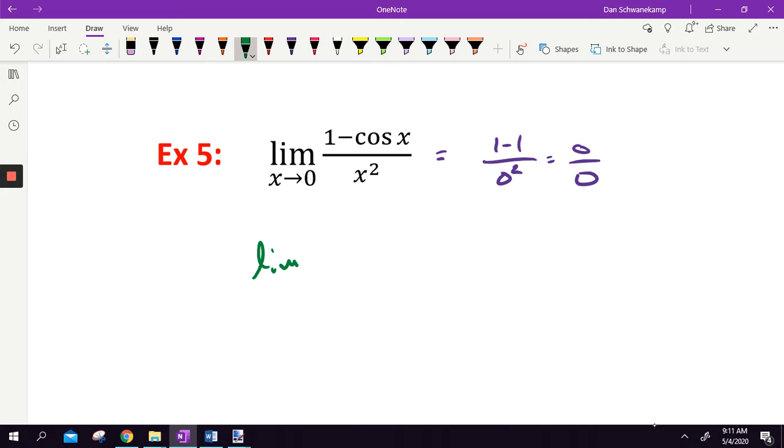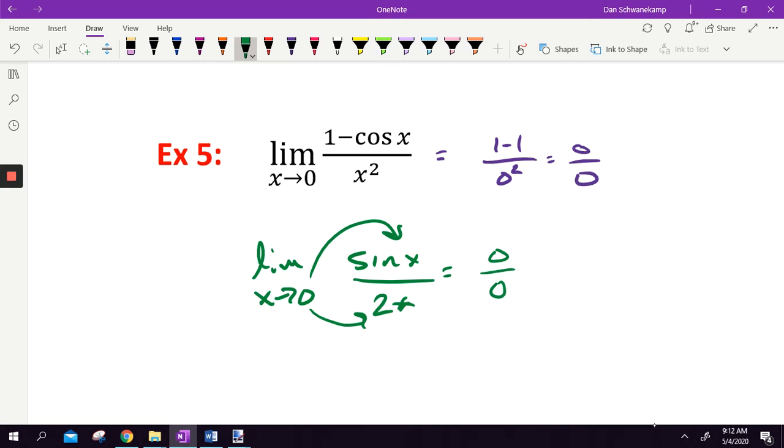So I'm going to find the limit as x approaches 0. The derivative of 1 is nothing. The derivative of negative cosine is sine. The derivative on bottom is 2x. I'm going to plug in 0. I get 0 over 0. I tried L'Hopital's rule. It didn't work, okay? And in fact, it's still 0 over 0.